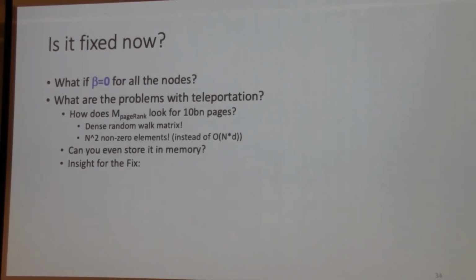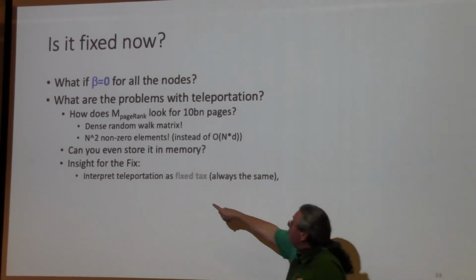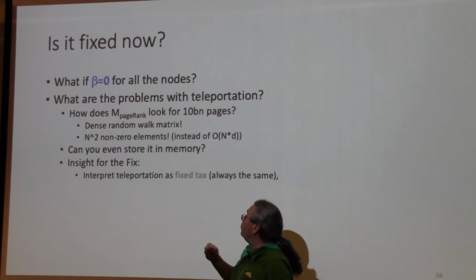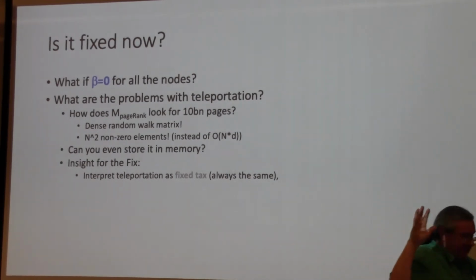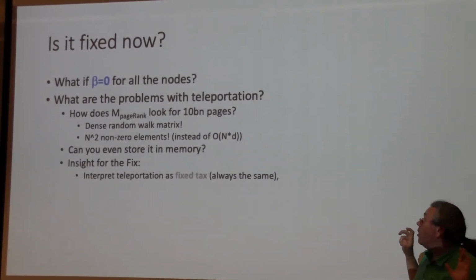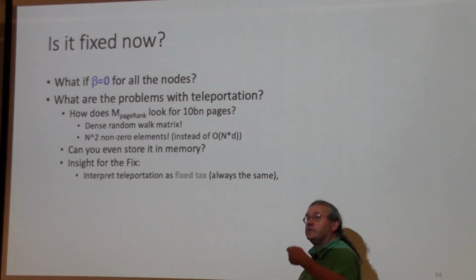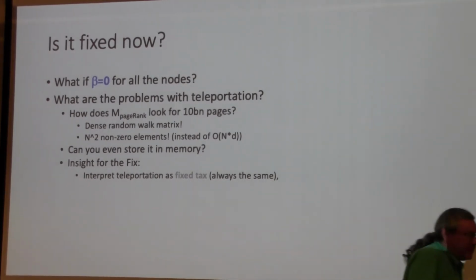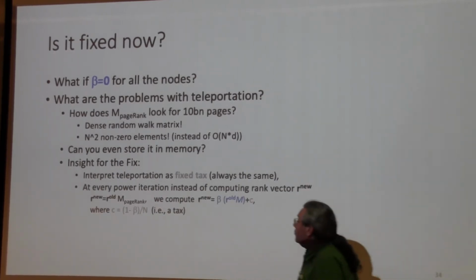It has this teleportation. So teleportation is like a number that you add everywhere. The same number. You add it everywhere. And if you do that, you get this very dense, huge matrix. But if you're a little bit smarter, you could do it differently. Since the teleportation is always the same number you're adding. It's 1 over n. You're always adding the same number. It's kind of like a tax, a fixed tax that you pay everywhere.